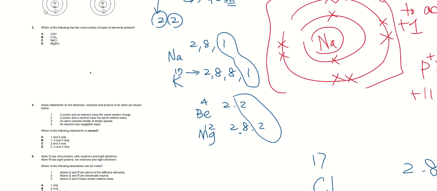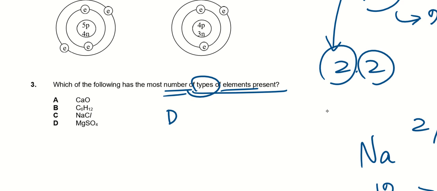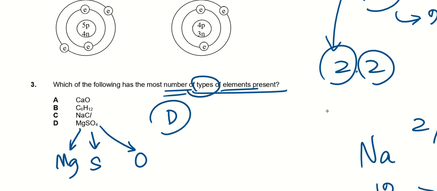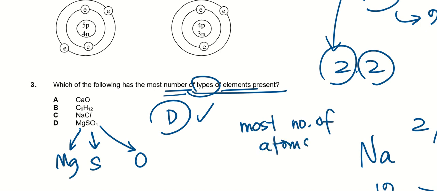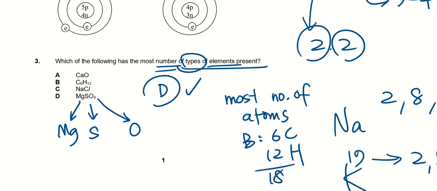Which of the following has the most number of types of elements? Number of types. So answer is D. D is Mg, S, and O. But which one has the most number of atoms? Will be B. I have 6C and 12H. Okay, so total I have 18.